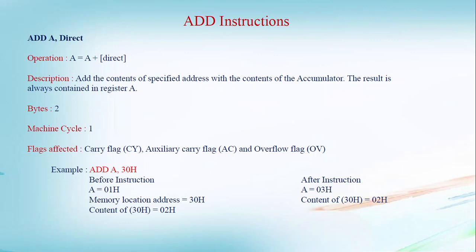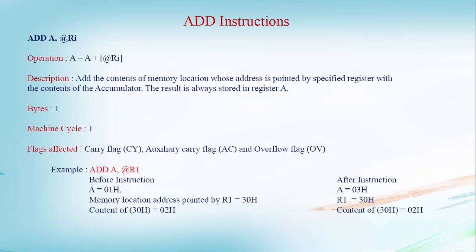It means when the instruction is executed, the content of 30h, which is 02h, is added with the accumulator 01h, and the result will be stored into A again. Then A will become 03h. Then ADD A, @Ri. It means add the contents of the memory location whose address is pointed to by the specified register Ri with the contents of the accumulator, and the result will be stored into the register A. It requires 1 byte and 1 machine cycle.